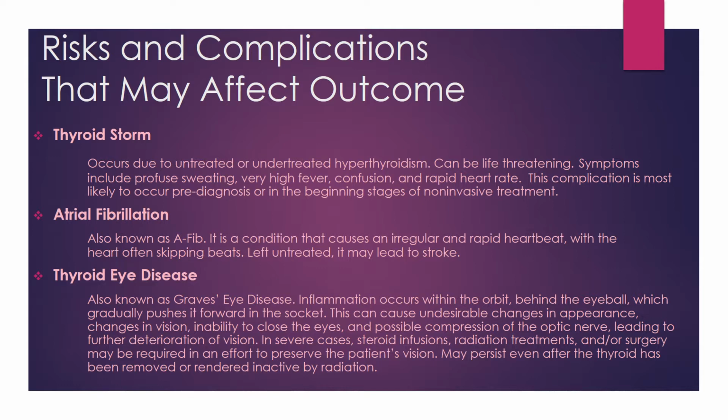Also known as Graves' eye disease, inflammation occurs within the orbit behind the eyeball, which gradually pushes it forward in the socket. This can cause undesirable changes in appearance, changes in vision, inability to close the eyes, and possible compression of the optic nerve, leading to further deterioration of vision. In severe cases, steroid infusions, radiation treatments, and/or surgery may be required in an effort to preserve the patient's vision. It may persist even after the thyroid has been removed or rendered inactive by radiation. And that's the case with me.